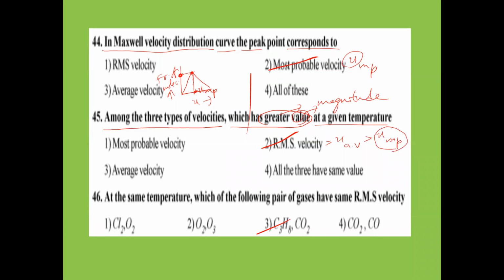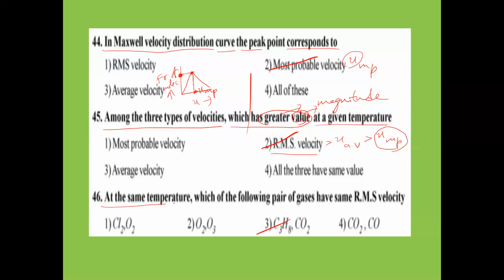Now, whose magnitude is the least? The most probable velocity of a gas is least. RMS velocity magnitude is greater. But which velocity is possessed by the maximum number of gas molecules? The most probable velocity. This will be possessed by the maximum number of molecules in a given gas. So that point mainly we have to understand. It is about the order of the velocities. Is that clear? Next one.